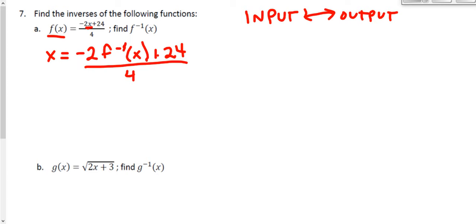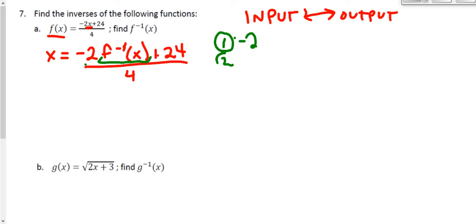Now that I've rearranged this, I do have to tidy up. So I do have to get this f inverse term alone. And the way that we're going to do that is we're going to figure out what's happening to it so I can undo it in the opposite order. Again, if you need to use a list to do this, it can be very helpful. So the first thing happening to f inverse of x in the order of operations is that it's being multiplied by that negative 2. So times negative 2.